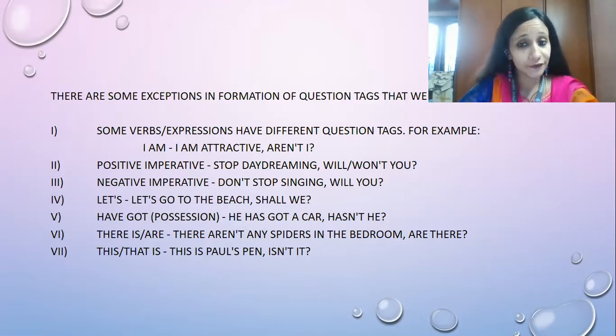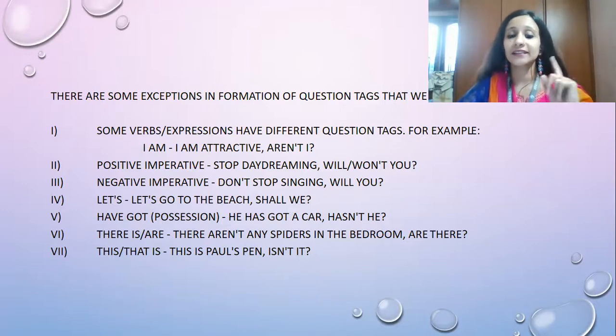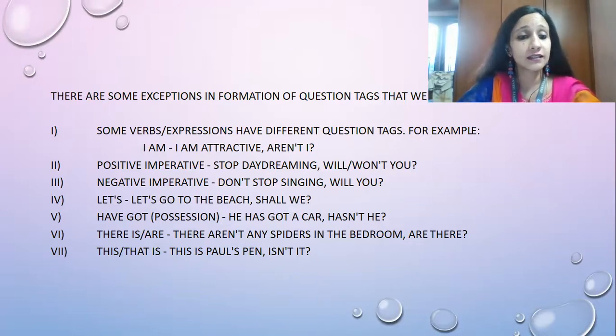Now, there are a few more examples which are an exemption to the rule that we studied in the first slide. Look at this sentence. I am attractive, aren't I? Positive imperative, wherein there is no sentence, but it's usually a command. For instance, stop daydreaming, will you or won't you? Both are correct. Negative imperative, don't stop singing, will you? Right? So these are not complete sentences. These are statements, or these could be commands, for instance, or phrases.